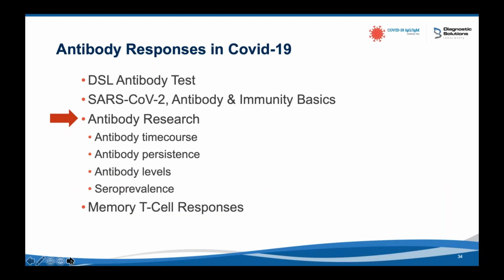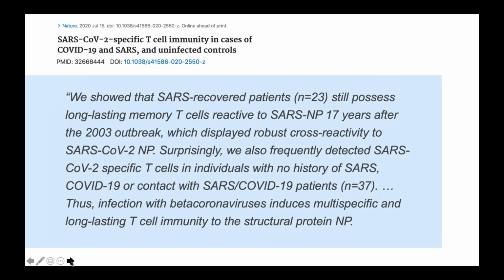All right, so that's mostly concluding the antibody research section. So I just want to wrap up here and talk a little bit more about overall immunity, and focus on some newer research that's coming out about T-cell immunity and how that may be important as well. So the study was titled SARS-CoV-2 specific T-cell immunity in cases of COVID-19 and SARS and uninfected controls.